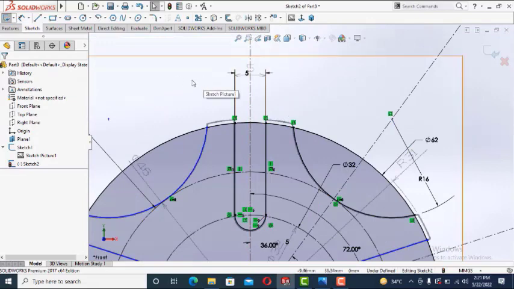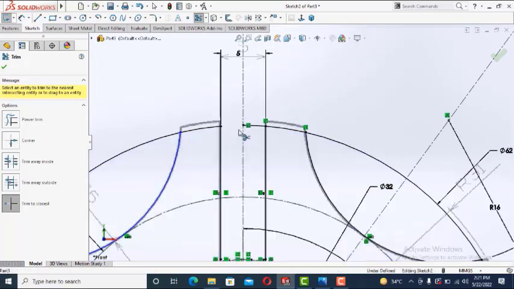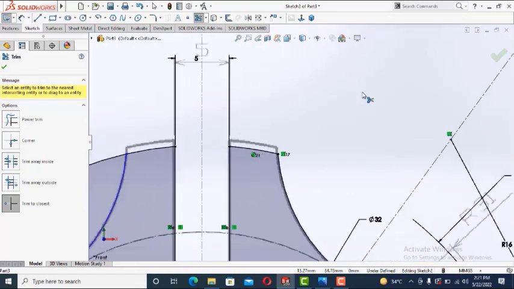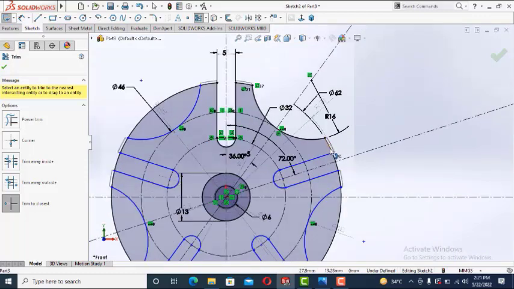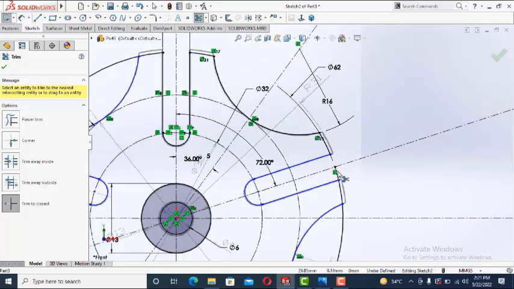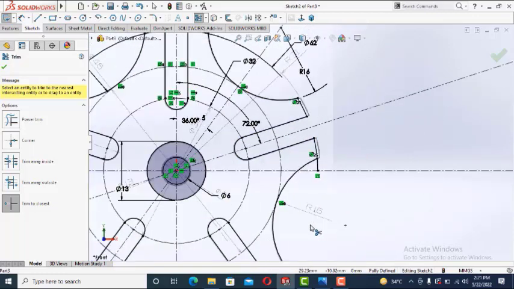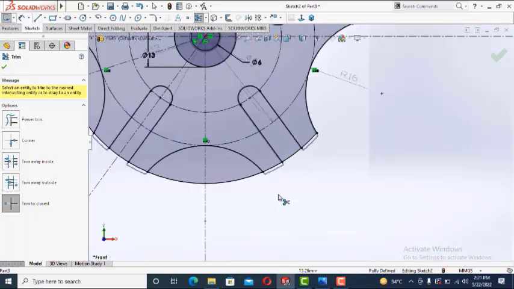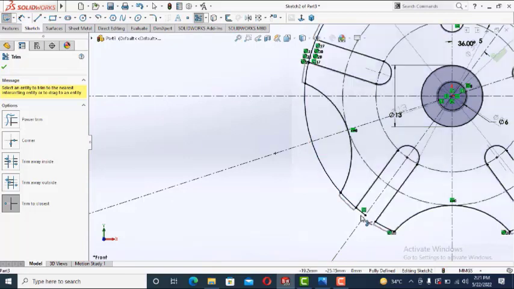Now the last thing is trimming the unwanted lines. Trim this one. Make sure to be accurate. Don't trim the wrong line. Trim. Zoom in when you trim. Trim. Trim. Trim.